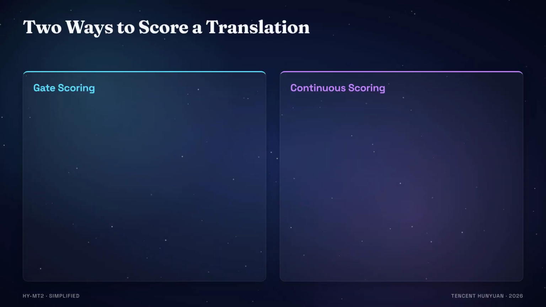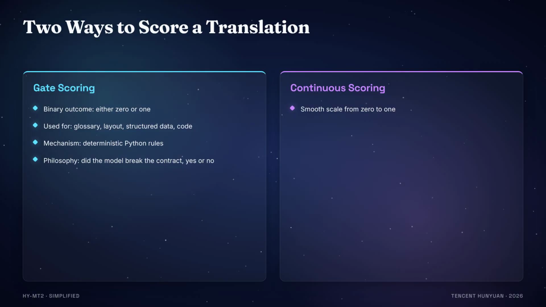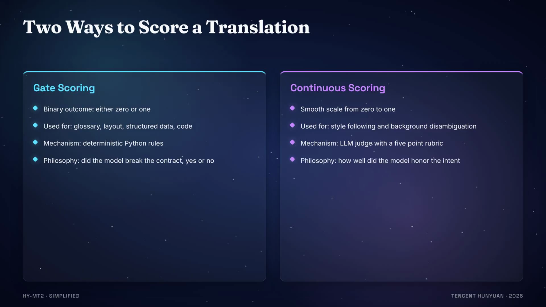IFMTBench scores translations 2 different ways depending on the constraint. For mechanical constraints like glossaries, layout, structured data, and code, it uses gate scoring. A Python rule checks if the constraint was satisfied, returns a 1 if yes, a 0 if no, no middle ground. For subjective constraints like style and background, it uses continuous scoring. A separate LLM judge rates the translation on a 5-point scale, which is then normalized to a value between 0 and 1. The split makes the benchmark both fast, because most checks are pure rules, and fair, because the subjective parts are scored by a model that actually reads the output.